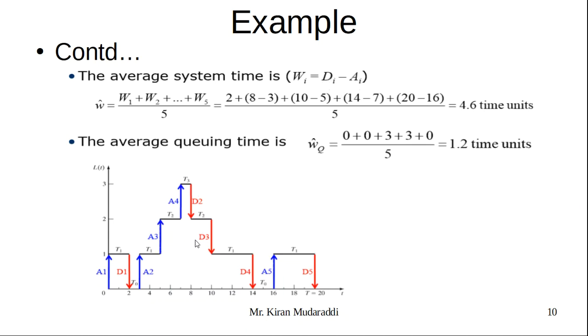So departure of A2 is at 8. Look into this. Departure is 8 minus arrival is at 3. That is 8 minus 3 plus third customer. When next customer departure is at 10, arrival is at 5. When I'm talking about A3, it arrives at 5 and departure is 10. That is 10 minus 5.